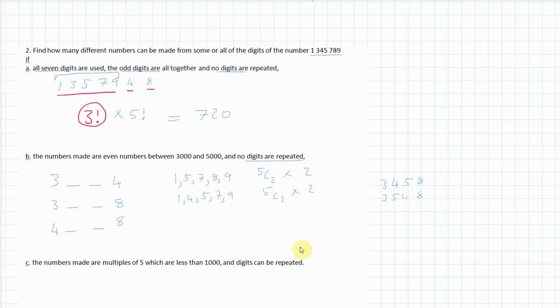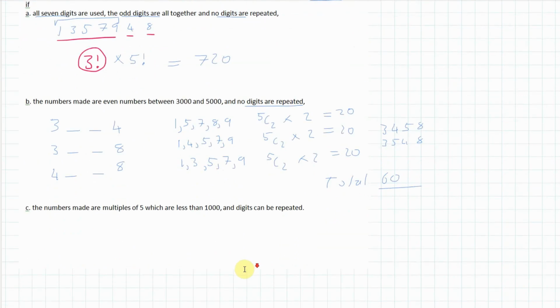Okay, the last one, what have we got left? We've got 1, 3, 5, 7, 9. So again, you've got 5 choose 2, and you can arrange them in 2 different ways. Now, 5 choose 2 times 2 is 20. And so you've got 20, 20, 20. So the total of 60 is the answer there.